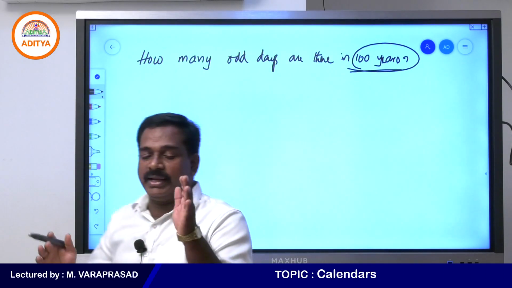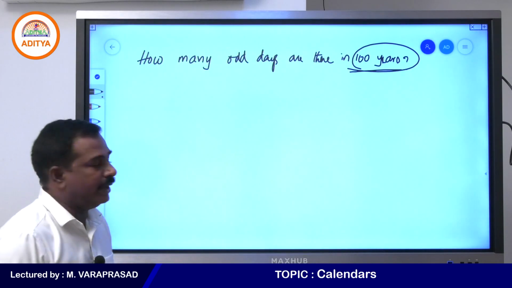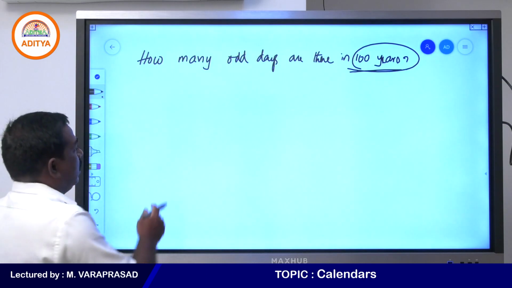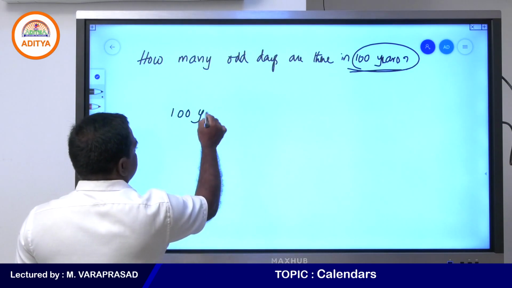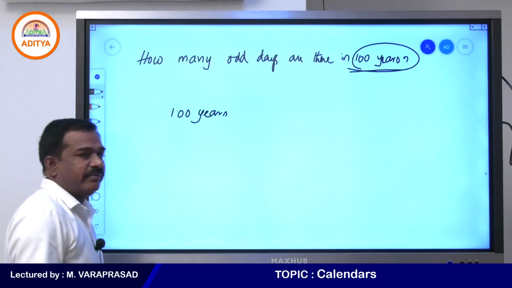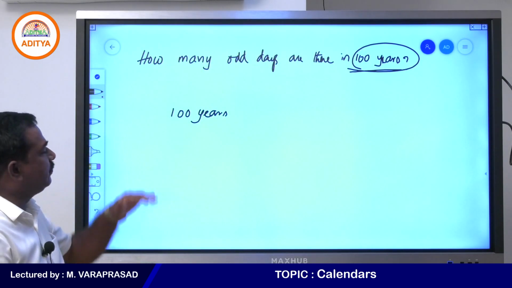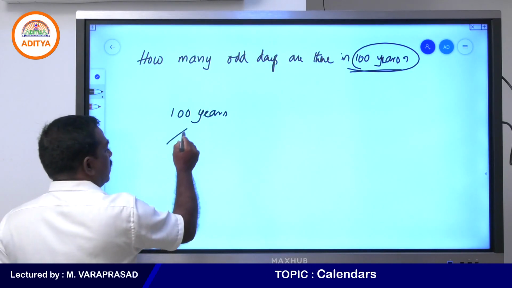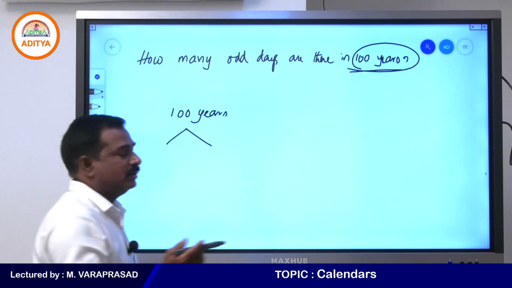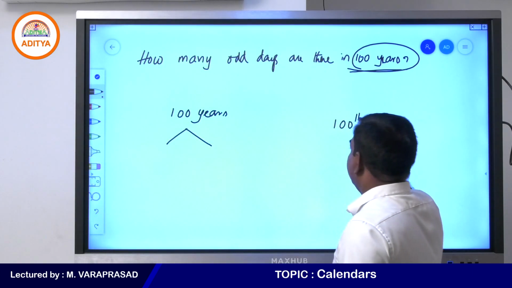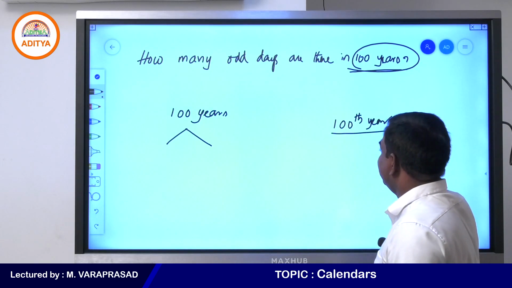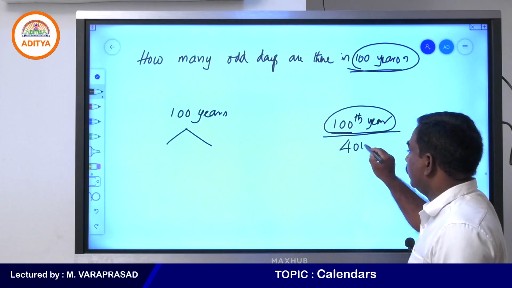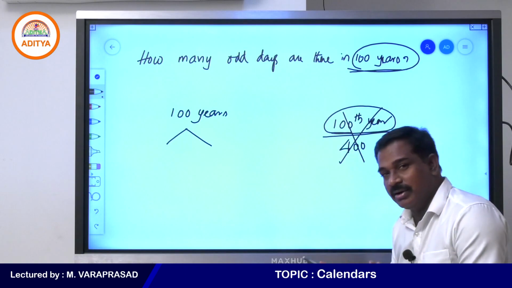For every 4 years we will get a leap year. How many 4s are there in 100? 25 4s are there, but the 100th year is not a leap year because it is a century year. A century year should be divisible by 400 to be a leap year. So it is not possible; the 100th year is not a leap year.